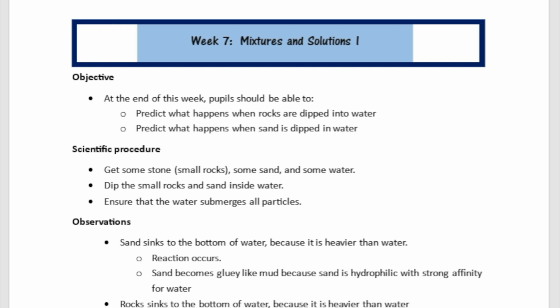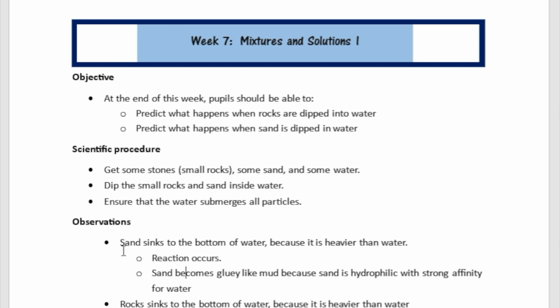Okay, so what's the procedure? Well, the procedure is to get some stones. Okay, so get some stones, like some small rocks from your backyard, some sand, and some water. So you're going to dip the small rocks and sand inside water and ensure that the water submerges all the particles. So you're going to document your observation.